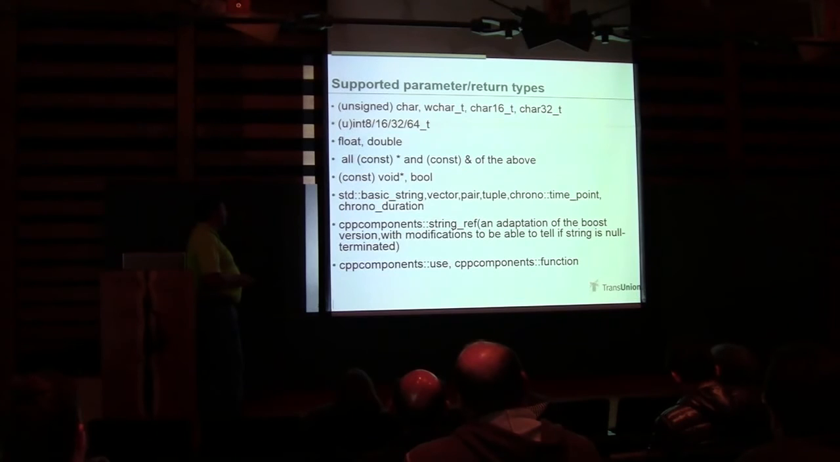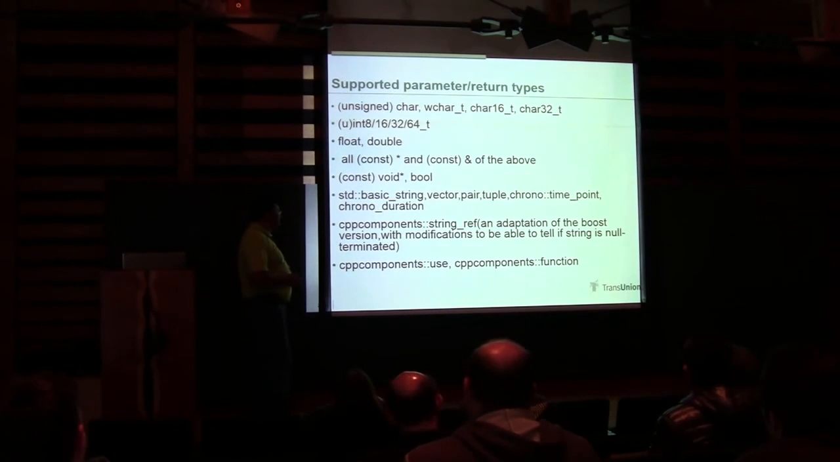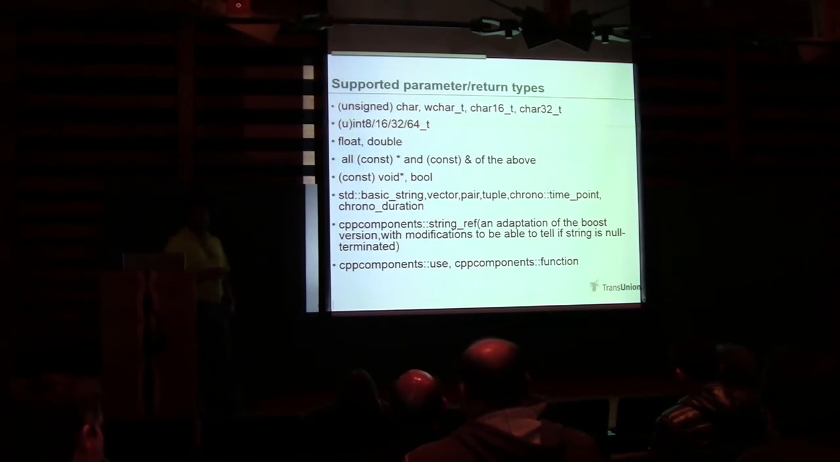And then from the C++ string ref, you can pass in the CppComponents string ref. It's basically the same thing as the Boost version, with a couple of modifications. One was to make sure that it was a trivial class, so it had to do something with some of the default copy constructors. And then I added a modification to be able to tell if a string is null terminated or not.